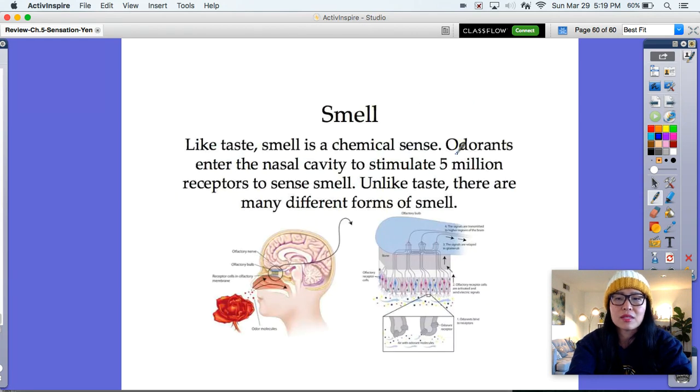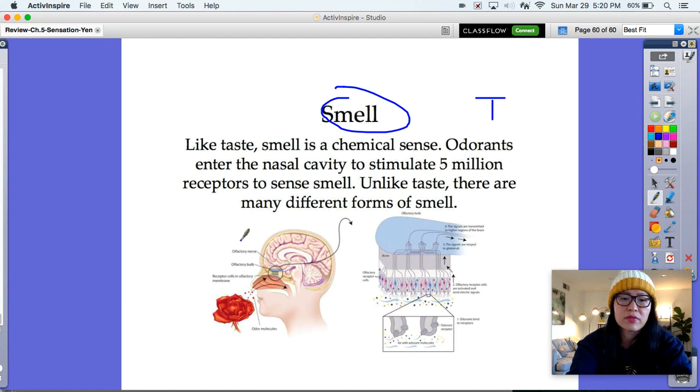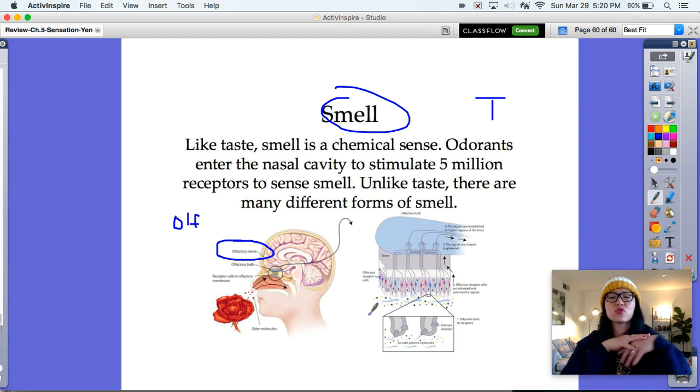Okay, and then the last thing was smell. Again, review for brain parts. The thalamus controls all the other sensations. The only one it does not control is your sense of smell. What does control the sense of smell is this word, if you can read it: olfactory. So again, the thalamus controls all the other senses. Olfactory controls smell. Alrighty, that is all 5 of your senses.